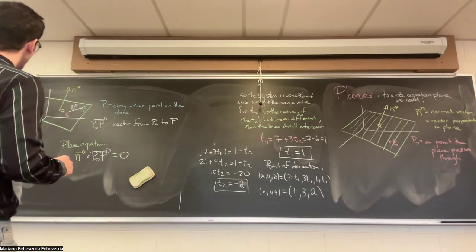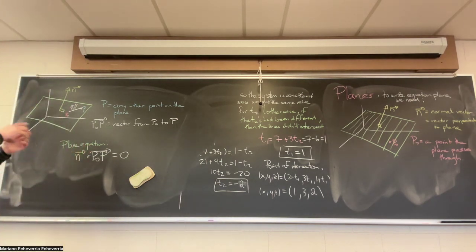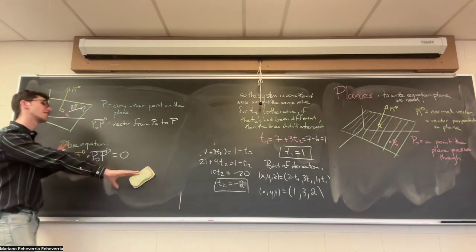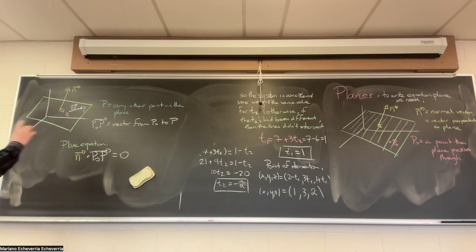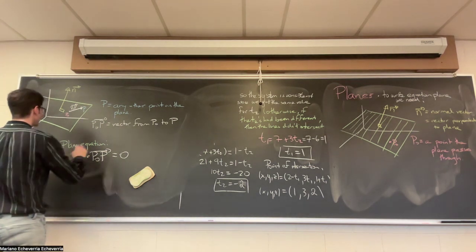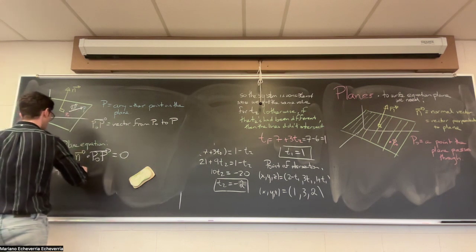Just as a remark, because I'm about to show you how this looks: this is clearly the plane equation, but it looks not super concrete. To make it more explicit, what you write is P as X, Y, Z.